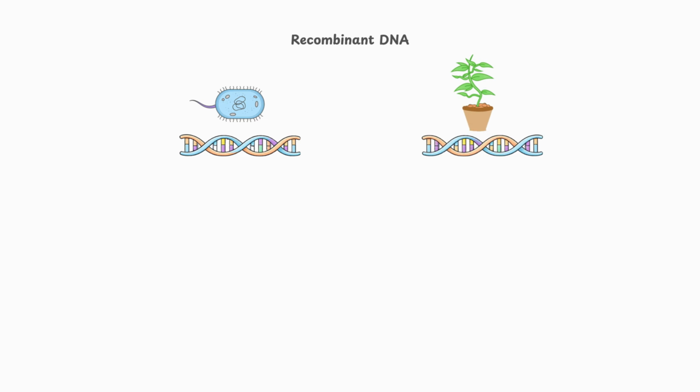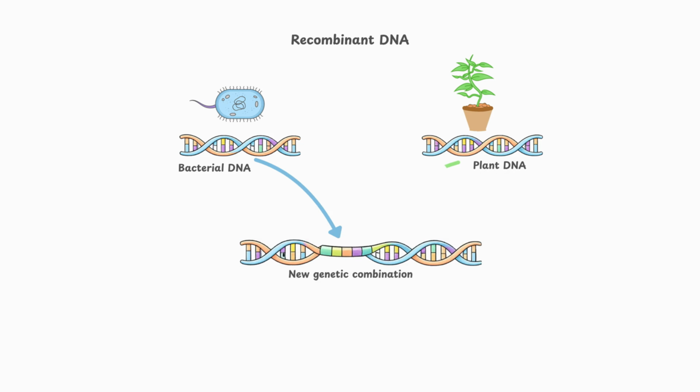Now let's look at recombinant DNA. Recombinant DNA is created when DNA from different organisms is combined together to form a new genetic combination. In this diagram, we can see DNA from bacteria and DNA from a plant being joined together.